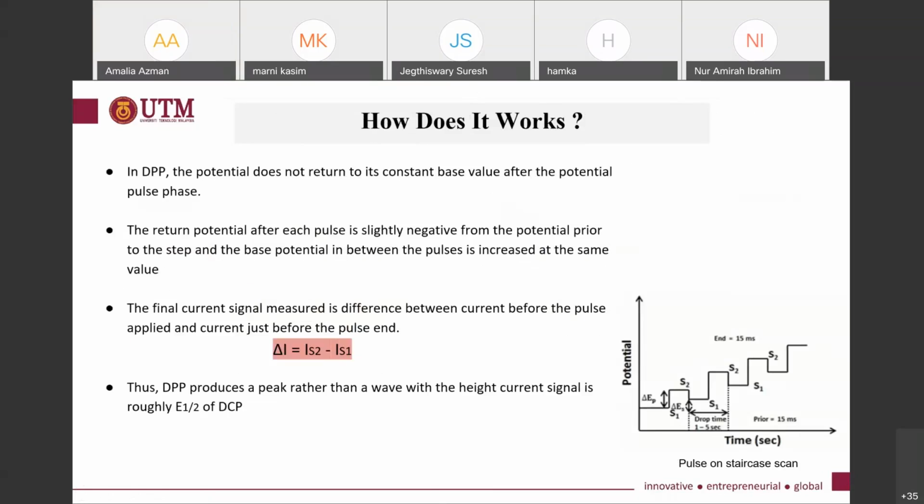we continue with the DPP. How does it work? Can you hear me? Yes, can hear.